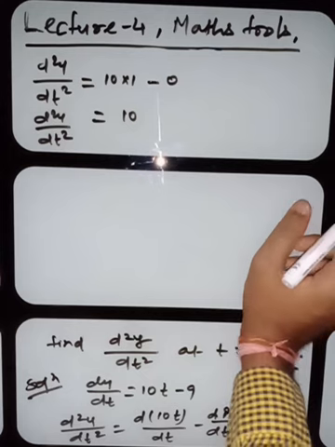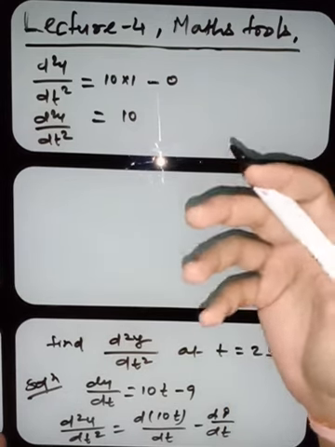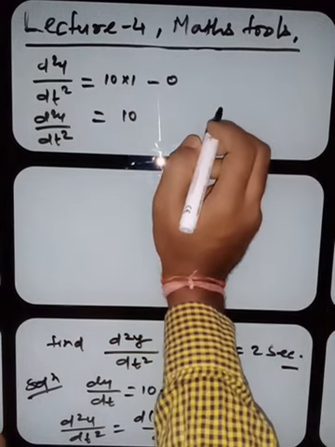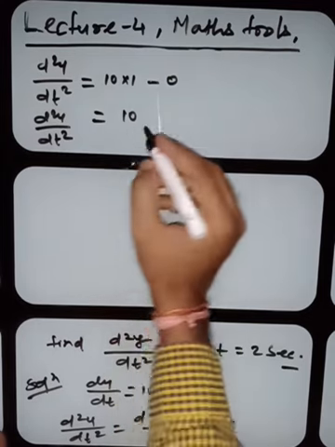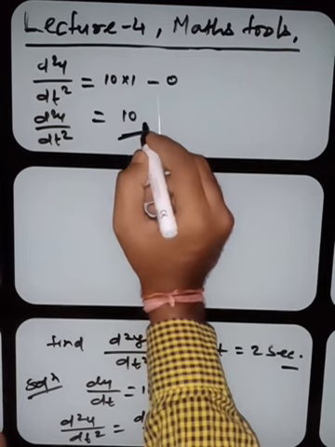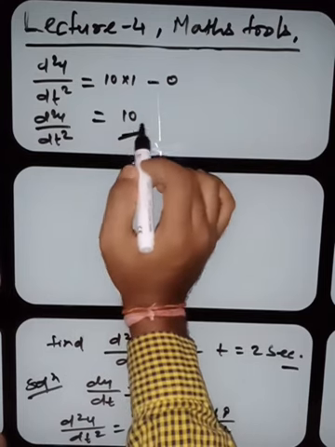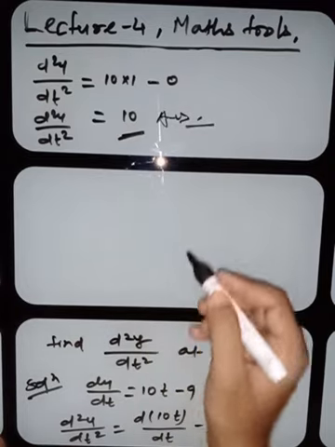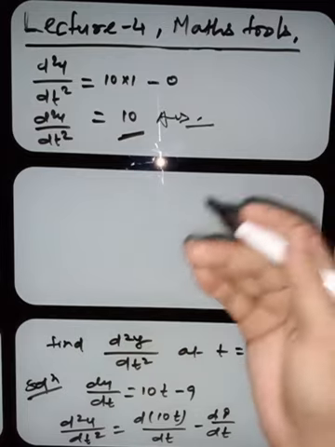Now, my dear students, you had been asked to find d2y by dt square at t equals 2 seconds. The answer is, whatever the value of t, 0 second, 1 second, 2 seconds, the value of d2y by dt square is not going to change. So this is the value of d2y by dt square for all time. It means this is constant. It is not going to change with time. And this will be your answer even at t equals 2 seconds, 5 seconds, whatever it may be. I hope you got this one.